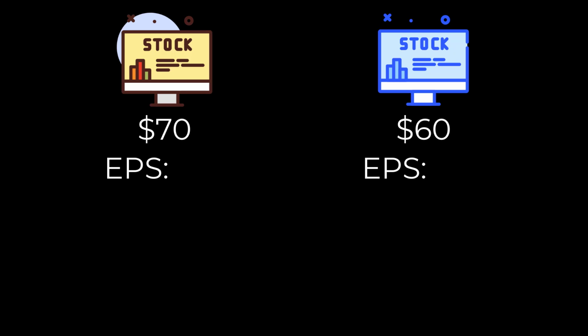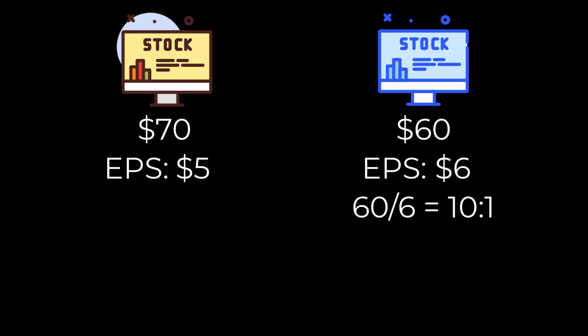We can do the same for two stocks. Just because one stock costs $70 and the other costs $60 doesn't mean that the $60 stock is cheaper. You need to know what you're getting for that $60. One thing we can measure is earnings per share. If you spend $60 and get $6 in earnings per share, that's a ratio of 10 to 1. If you spend $70 and get $5 per share, that's a ratio of 14 to 1. That's the PE ratio. It helps us to compare apples to apples.